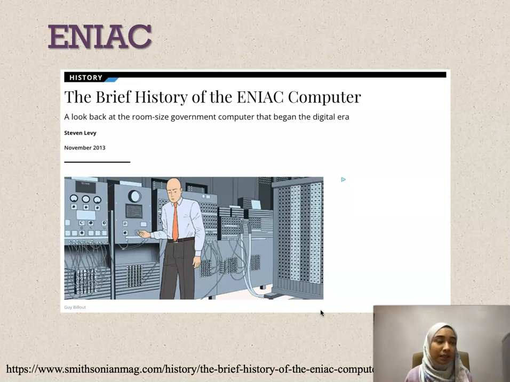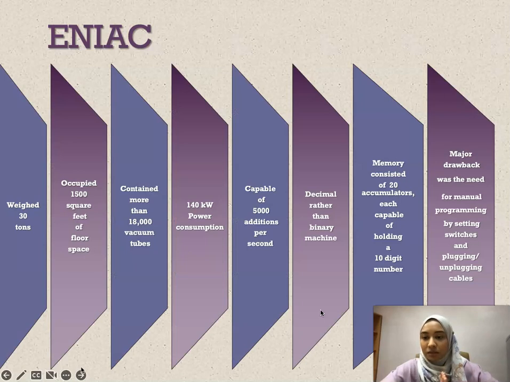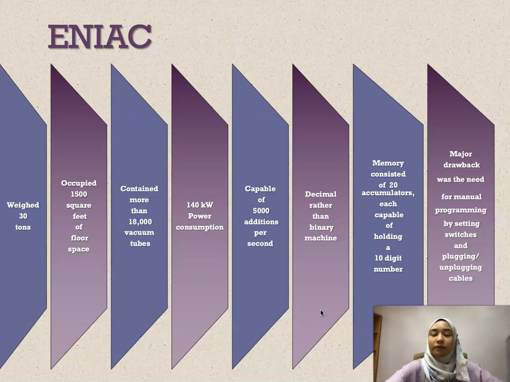This is the cartoon version of how ENIAC looks. It's very, very big. Let me tell you how big it is. It weighed 30 tons. That's very heavy. It occupied 1,500 square feet of floor space. Do you know how big that is? It's as big as a typical condominium. And it contained more than 18,000 vacuum tubes. So imagine you have 18,000 light bulbs working to operate this. But it's not a light bulb, it's a vacuum tube. It's different. It used 140 kilowatts of power, which is a lot, and was capable of 5,000 additions per second.